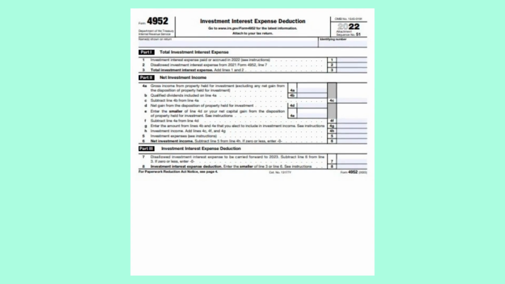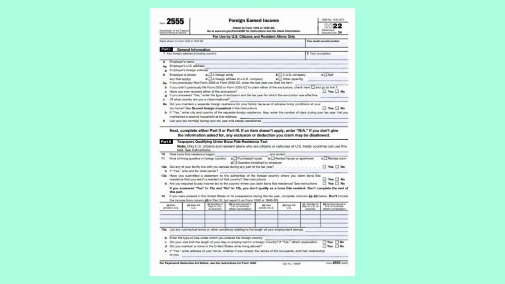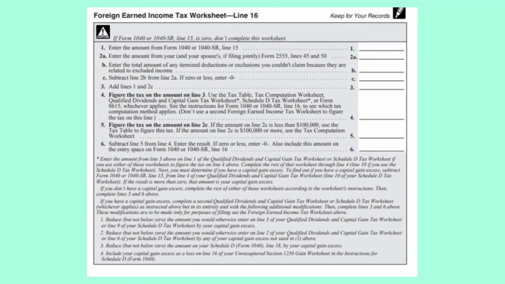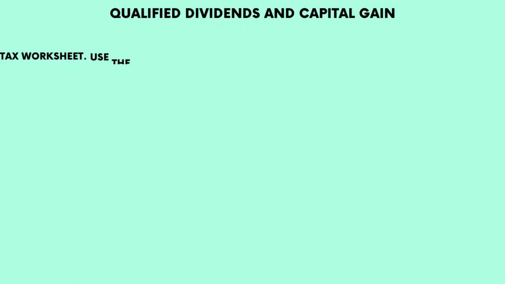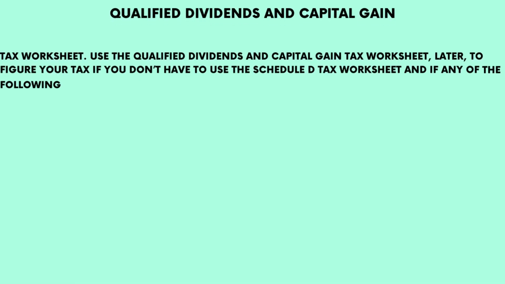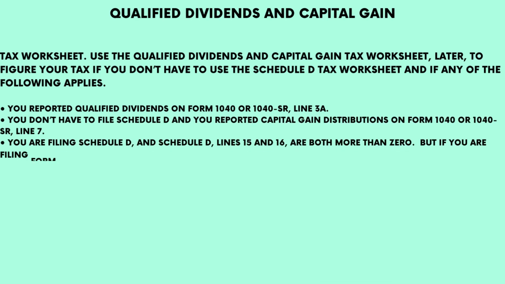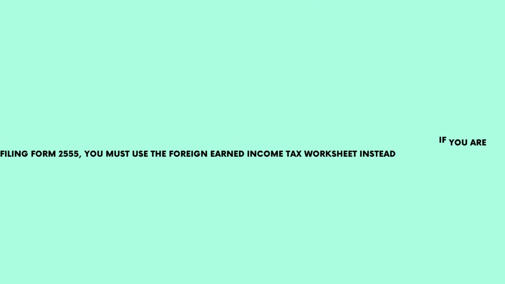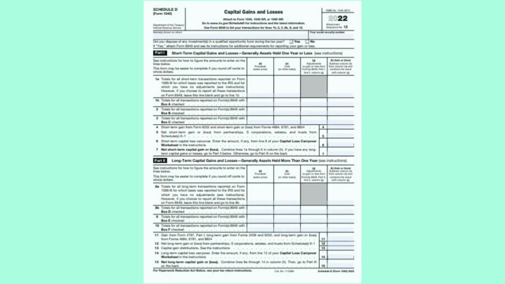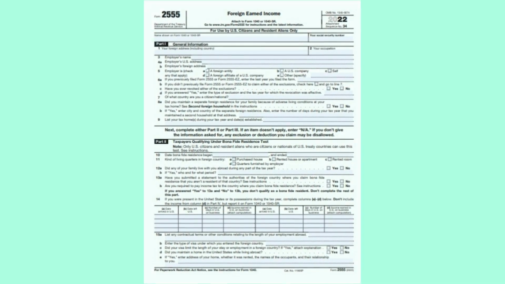But if you are filing Form 2555, you must use the Foreign Earned Income Tax Worksheet instead. Use the Qualified Dividends and Capital Gain Tax Worksheet later to figure your tax. If you don't have to use the Schedule D, if you are filing Form 2555, you must use the Foreign Earned Income Tax Worksheet instead.